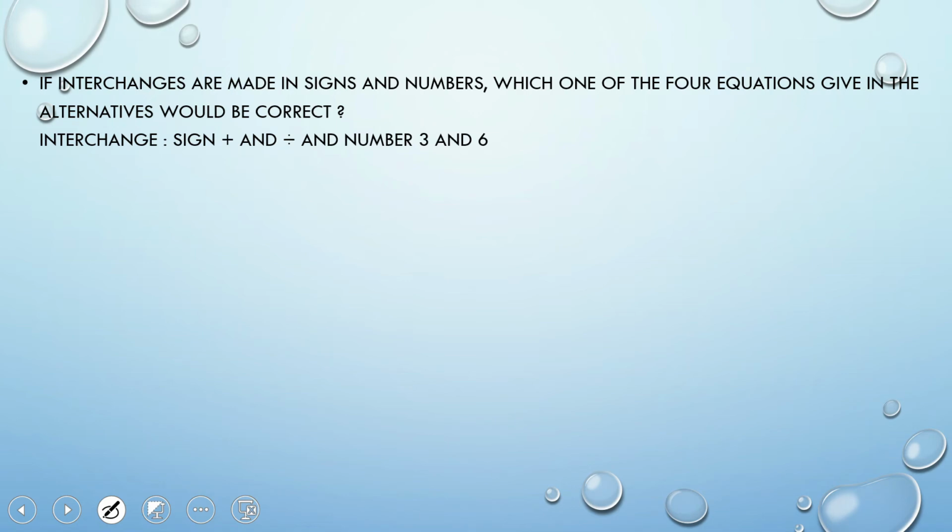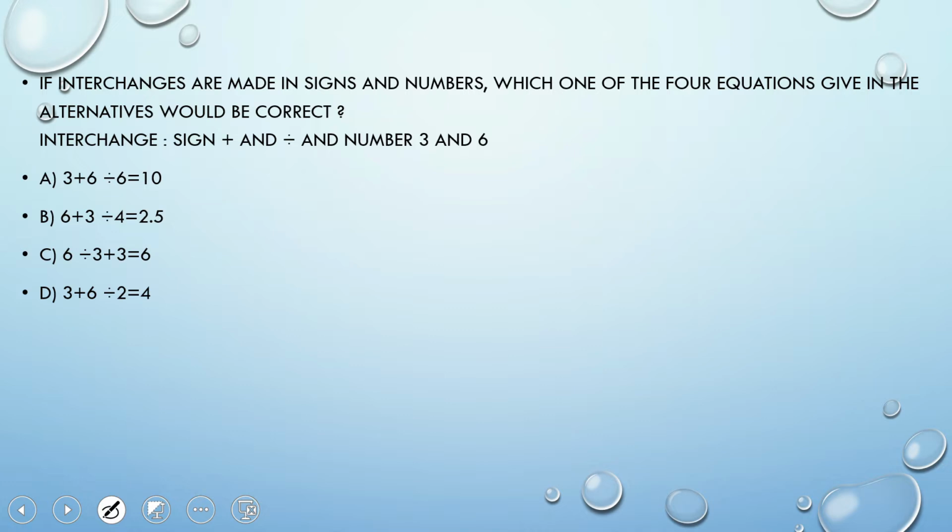Here you can see that if interchanges are made in sign and numbers, which of the following equations given in the alternatives would be correct? It is the same as the previous question, but you have to change the numbers and the values. You can read the options A, B, C, D. I know the correct answer, so I'll try to solve only the correct answer, and if you want to try others you can try it.